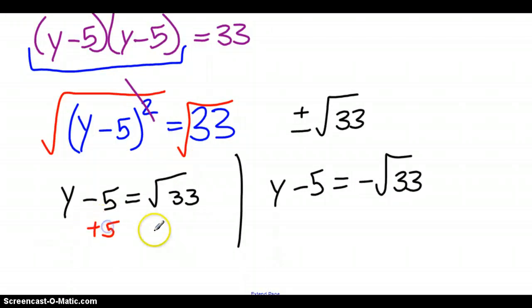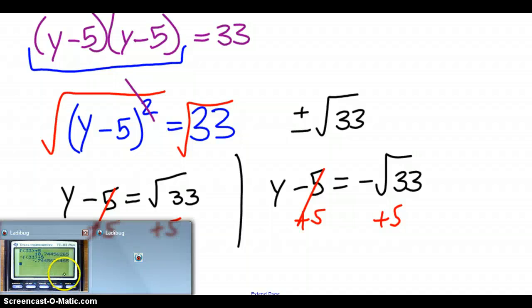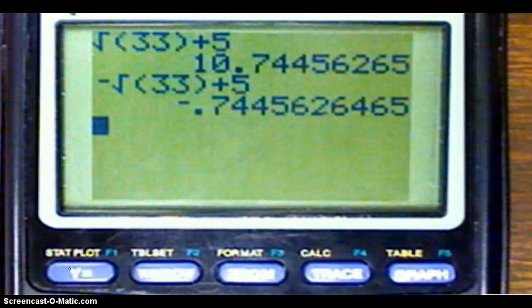We'll need to add 5 to get y by itself. When we do that, we need to make sure we enter it properly into our calculator. Here's what it would look like in order for this to work out. Notice how we have closed the parentheses on that square root. That way we're not telling it to take the square root of 33 plus 5. We don't want the square root of 38. We want the square root of 33 plus the 5, and we want the negative square root of 33 also plus the 5. Those would be our two answers right there.